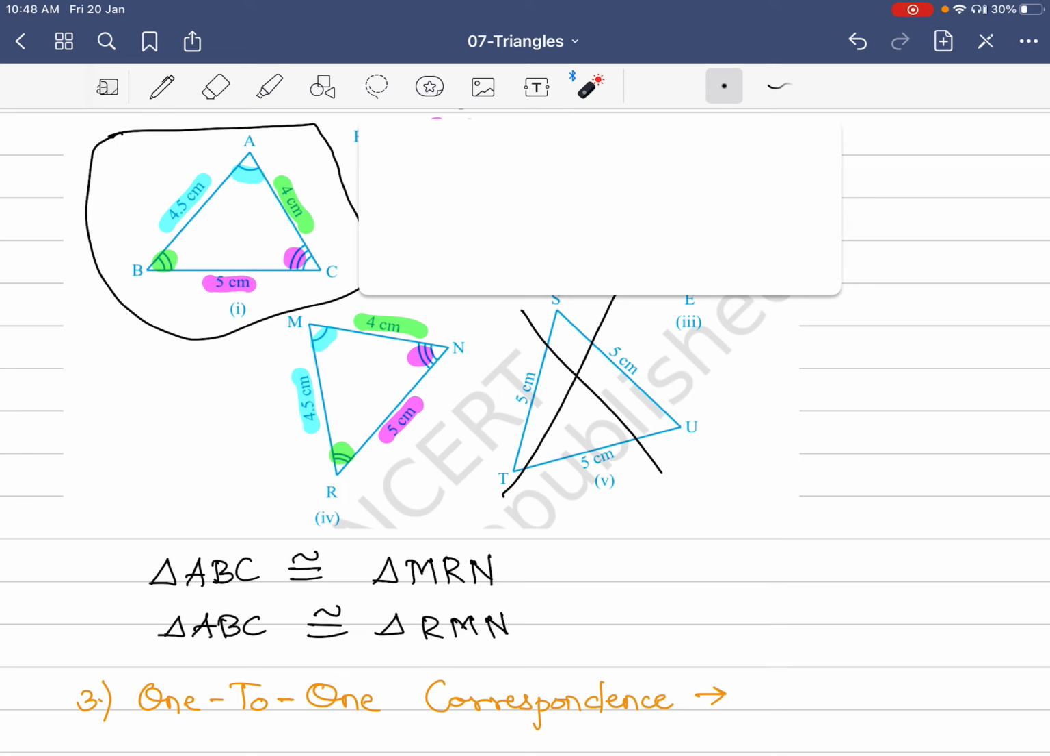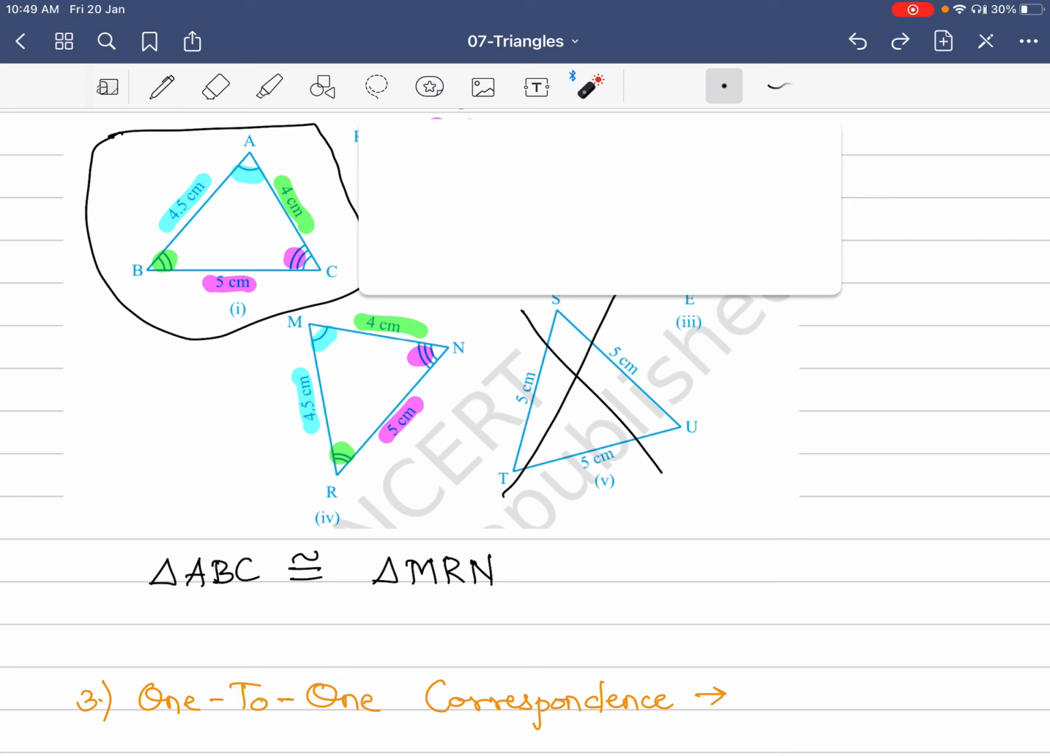Okay, so one-to-one correspondence means the way you denote the congruency of triangles is also very important. You cannot write any random combination of the letters A, B, C and RMN and just say that those two triangles are congruent. The order in which you denote it is very important. So I'm going to erase this. So triangle ABC and triangle MRN are congruent to each other, not any other random combination.